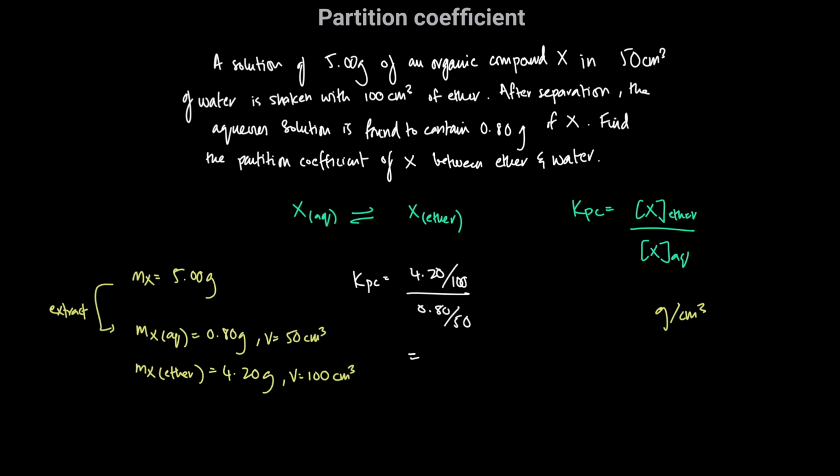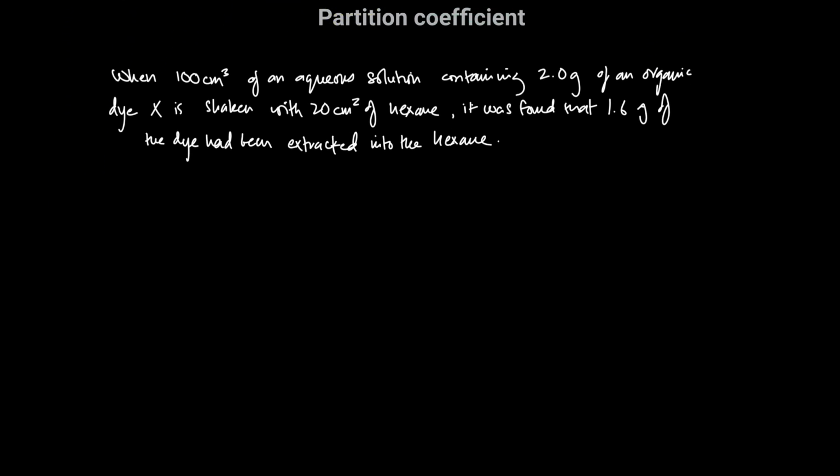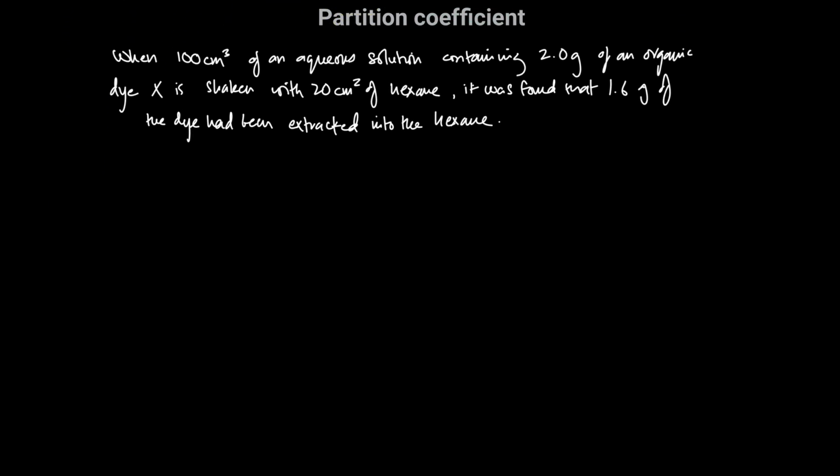So the partition coefficient here comes out to 2.625. Okay. So what this partition coefficient means is that X is 2.625 times more soluble in ether than it is in water. The next question that we have says, when 100 cm cube of an aqueous solution containing 2 grams of an organic dye X is shaken with 20 cm cube of hexane, it was found that 1.6 grams of the dye had been extracted into the hexane.